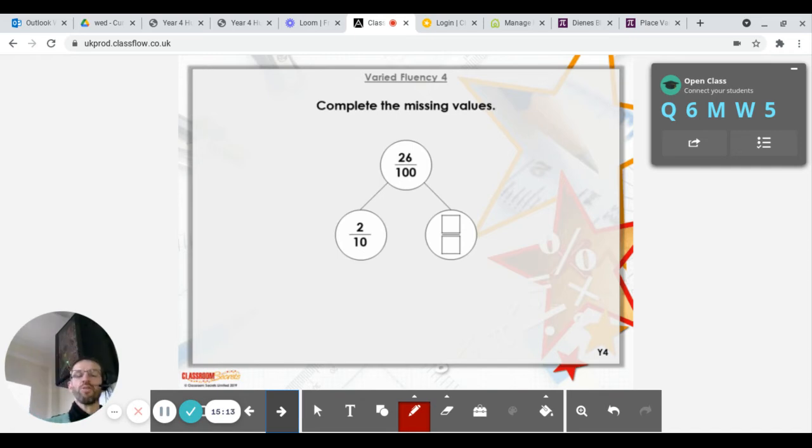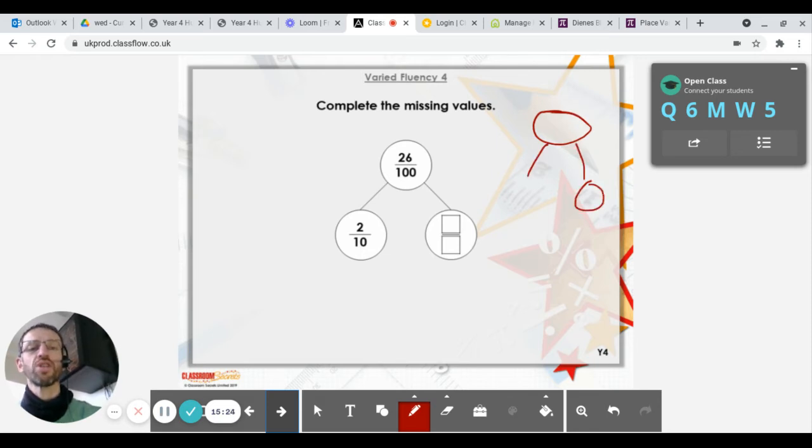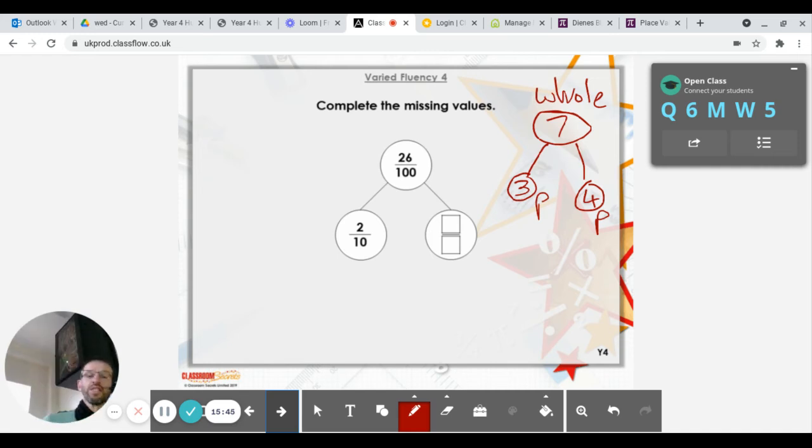Complete the missing values. Remember we did this before? These are called part-whole models. So just to remind you, if I've got one circle and two other circles going into it, and this is 3 and this is 4, these are the two parts. This is part and this is part, and the whole is going to be, do you know? 7, exactly.